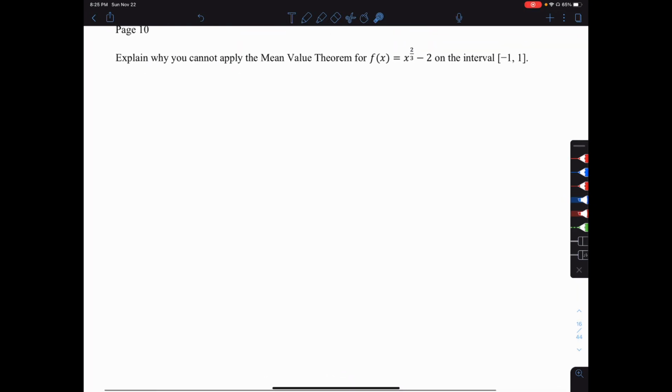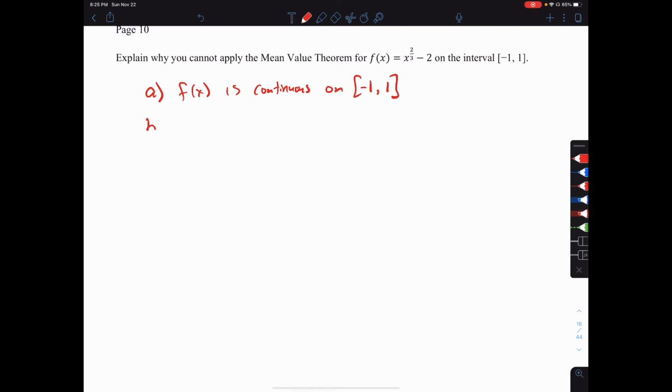Explain why you cannot apply the mean value theorem for this function on the interval from -1 to 1. All right, well, let's see. Is this function continuous? This is an x raised to an exponent, and it's a cubed root. There are no restrictions on cubed roots, so we could say f of x is continuous. This is not helping our cause because it says explain why you can't use it. So it must mean it's not differentiable at all places. But I don't understand why it isn't. So let's find the derivative.